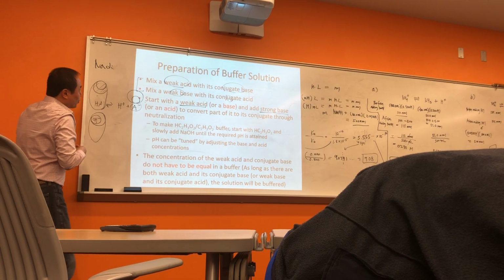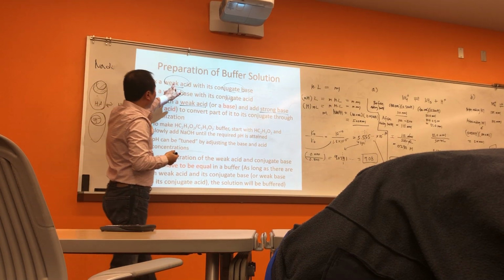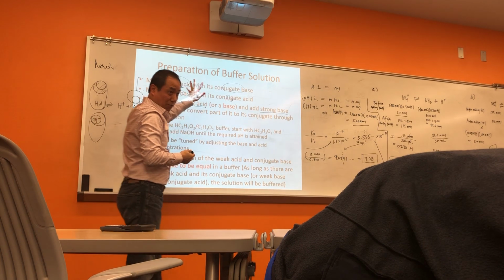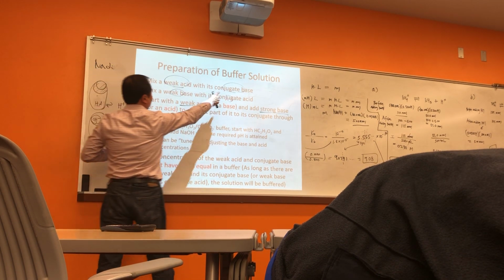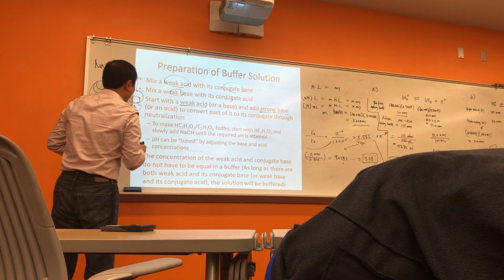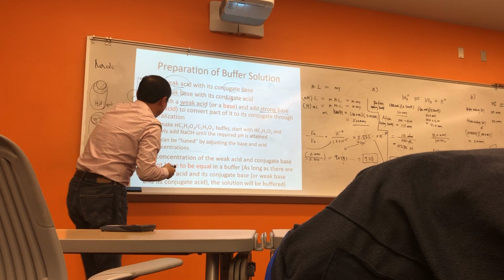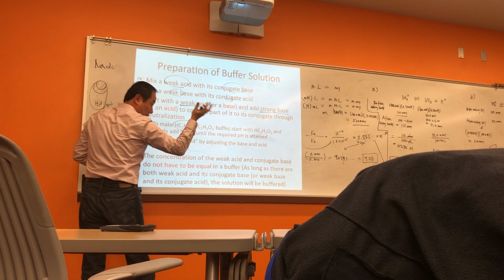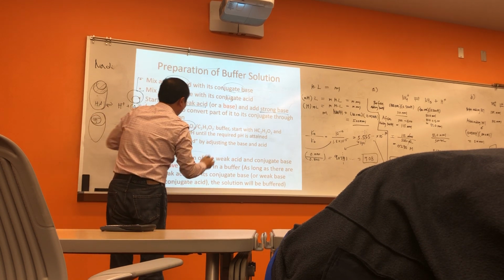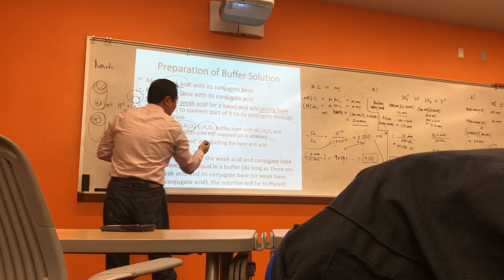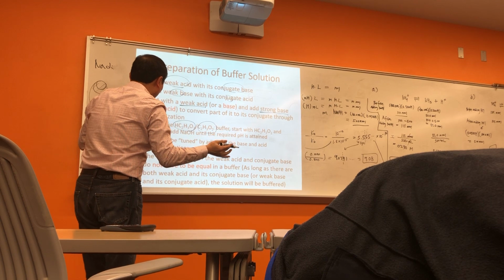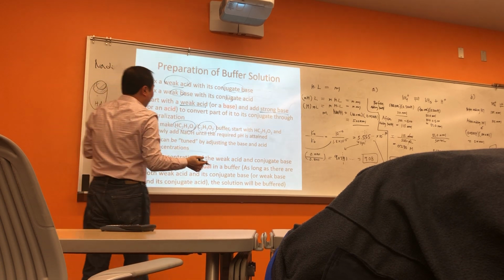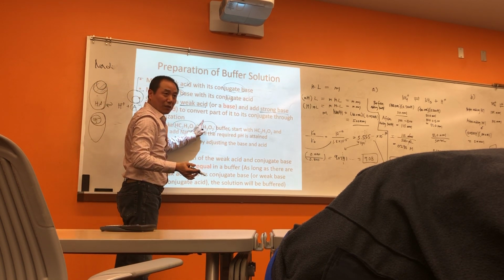To make a buffer, you can just mix weak acid and its conjugate base. That will be fine. But we could start, so this is actually an example. If you have acetic acid, which means like vinegar, okay? Acetic acid and acetate are a conjugate pair. That's obviously a buffer, but what if I cannot find the conjugate base?